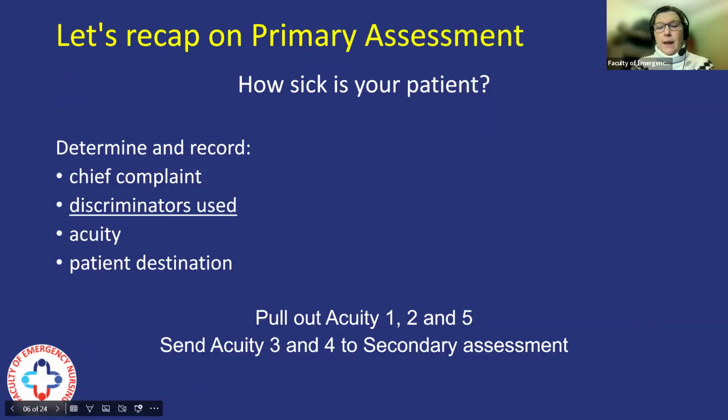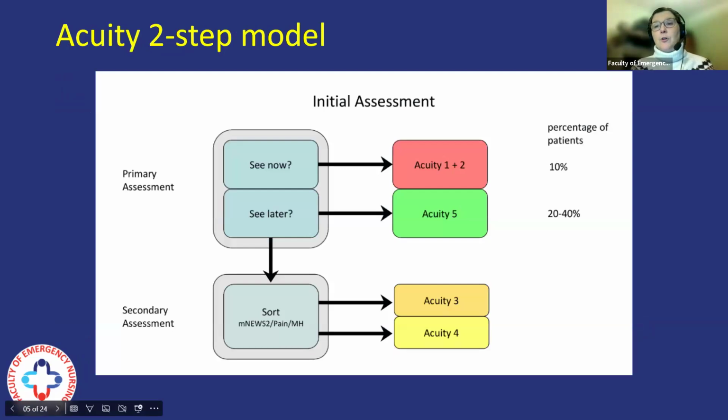Oops. Let's go back one there. So here's the model. Reminder, it's a 2-step process. So primary assessment does what it says on the tin. It's the primary one, and this is pulling out the sickest.